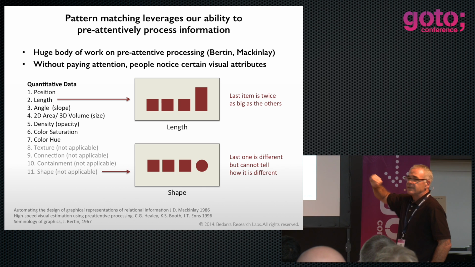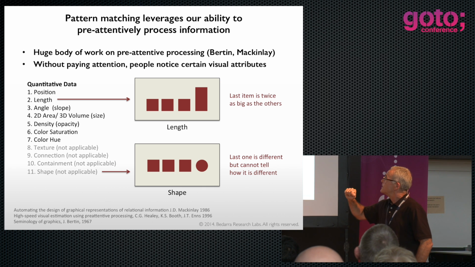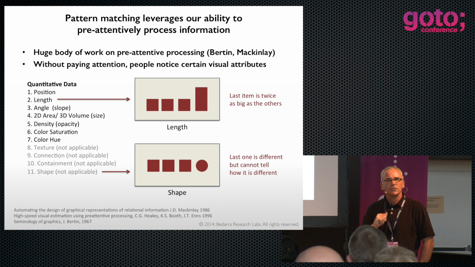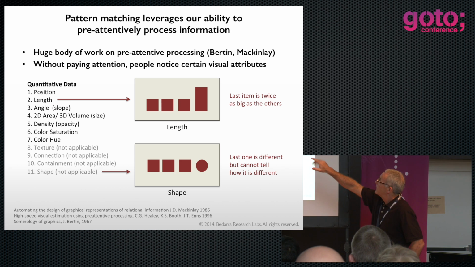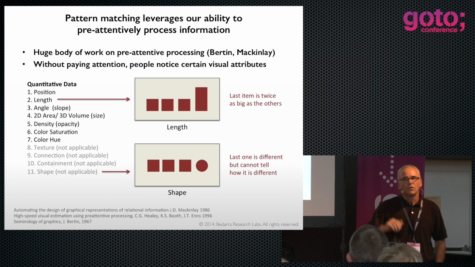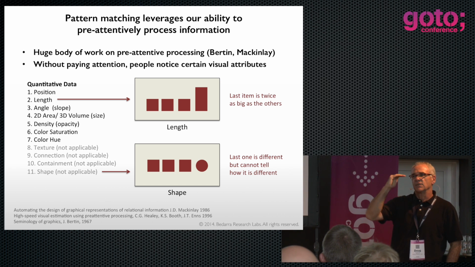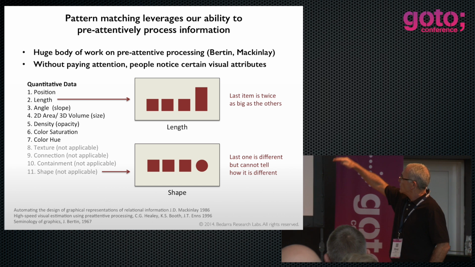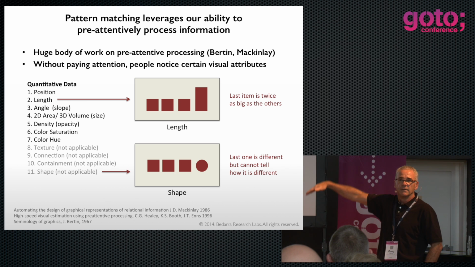Okay, so what pre-attentive processing is, basically, is that without paying attention, you recognize patterns. These guys, McKinley and Burton, did a lot of studying, and they figured out that when you're working with quantitative data, you notice the position of the data, you notice the length of the data, you notice all of those things in that order.